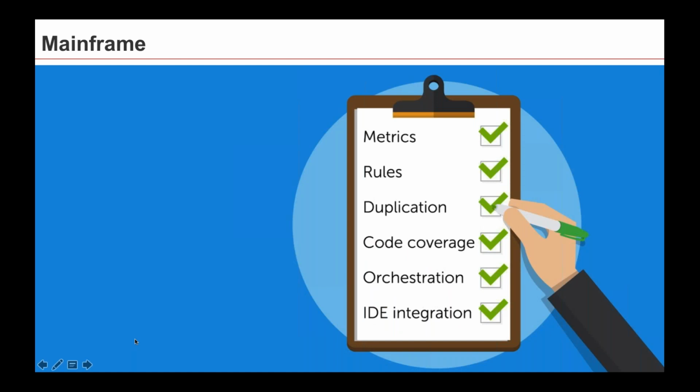With the work which has been done on our side, on SonarQube and SonarLint, recently we are now able to cover all aspects of code quality practice in the mainframe. So, metrics and rules, we are able to find duplication, to compute code coverage on the new code. There is some orchestration which is now possible for code quality analysis, and also there is an IDE integration. Next slide.